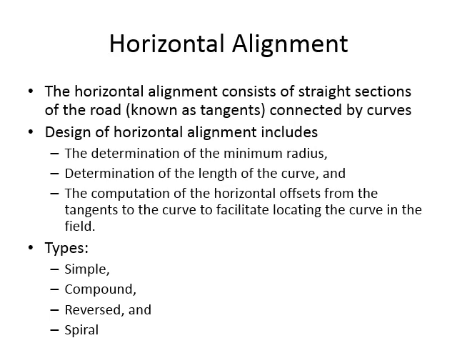Now let us talk about horizontal alignment. Horizontal alignment consists of straight sections, which we also call tangents, and curves, which are used to join these tangents. So whenever you have a change of tangent, meaning a change of direction, you will do it with a curve.